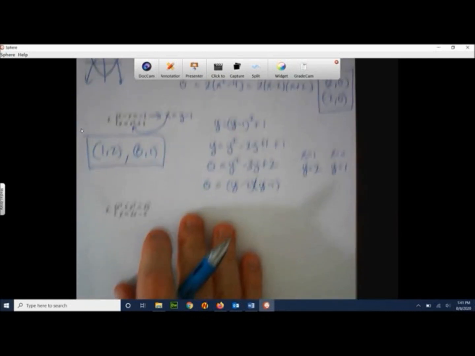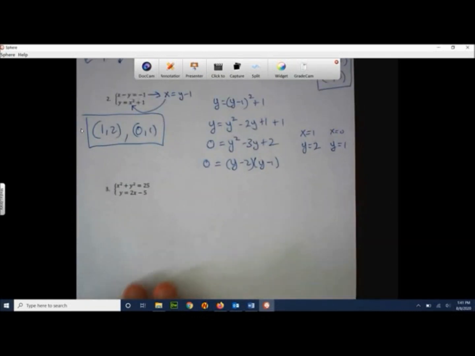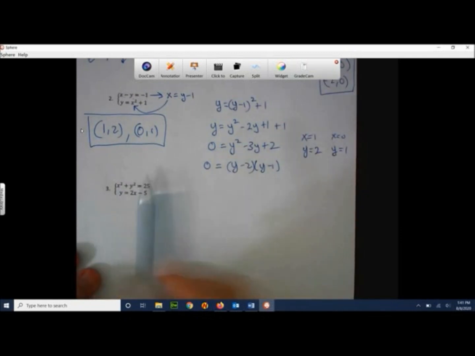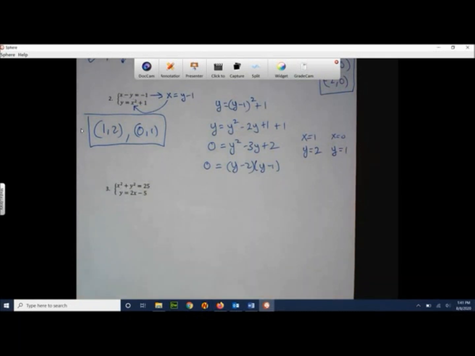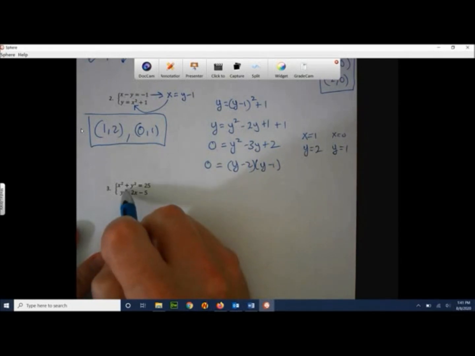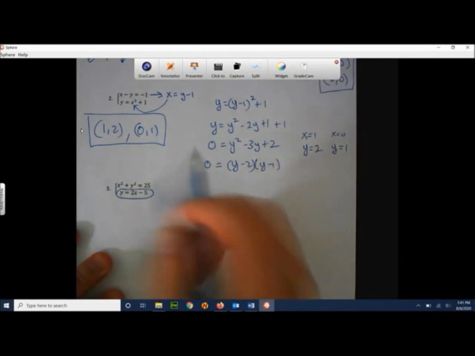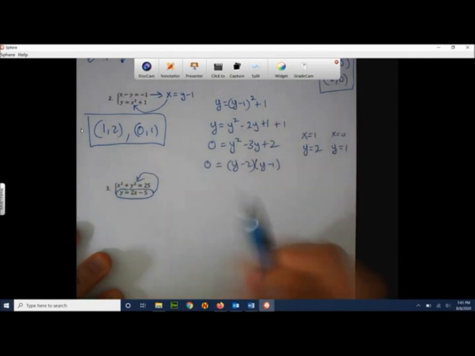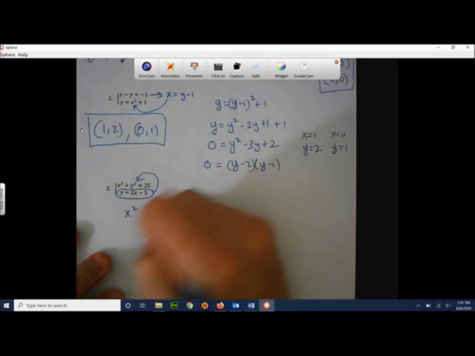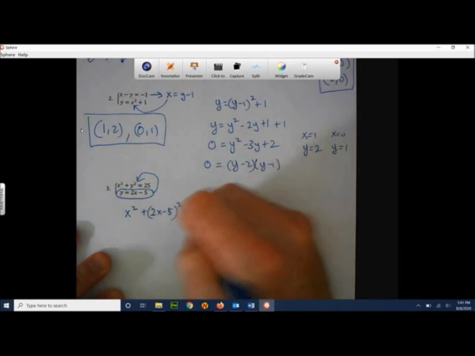All right, this last one. On this sheet, there's more to this video. There's a part 2, by the way. x squared plus y squared equals 25. y equals 2x minus 5. Again, I think I can go ahead and solve because I have y all by itself on this one, and I can take it and plug it into that one. So x squared plus 2x minus 5 squared equals 25.